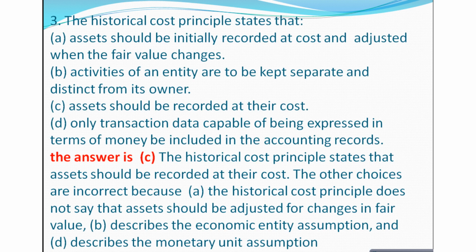The other choices are incorrect because A. The historical cost principle does not say that assets should be adjusted for changes in fair value. B. Describes the economic entity assumption, and D. Describes the monetary unit assumption.